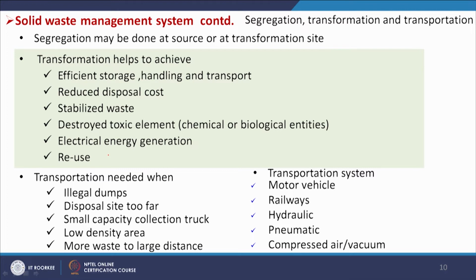These are the advantages of the transformation. Transportation is needed because we want to prevent illegal dumps, the disposal site may be too far, collection trucks have small capacity, the area may be of low density, and waste has to move a large distance. We have a certain area where the waste will be collected and disposed, and this will be far away from the main city. That is the reason why transportation is required, and different types of transportation systems can be used, like motor vehicles, railways, hydraulic systems, pneumatic conveying systems, and compressed air or vacuum. These depend upon the situation. In our country mostly motor vehicles are used.